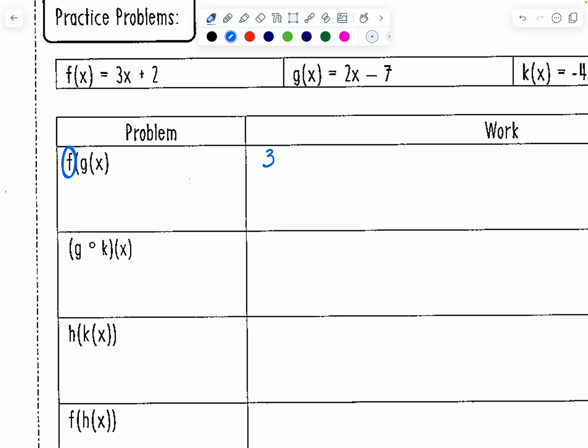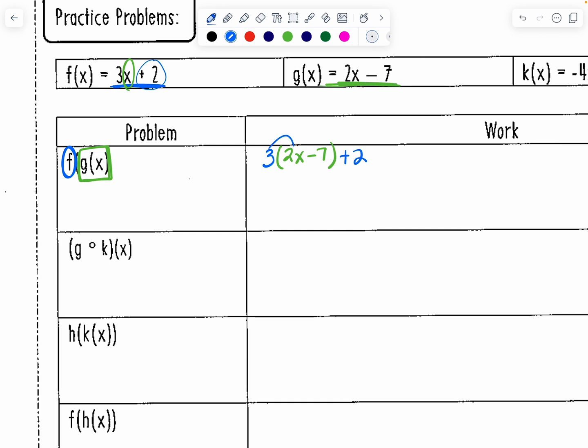So I have 3, but then if I look, here's my f function. The next thing is the letter x, but I don't want the letter x. I'm going to take that letter x out, and I'm going to replace it with g of x. So now I'm going to put this where this x was. So now I have parentheses 2x minus 7. I close the parentheses, and then I write the rest of my f function, plus 2. So if you look, green is the g function, blue is the f function. So can you see how I put the g function just inside of the f function?